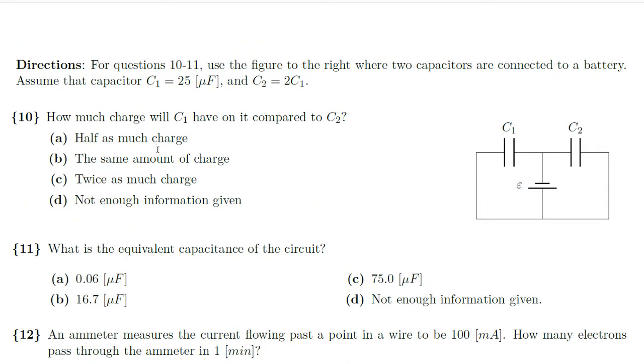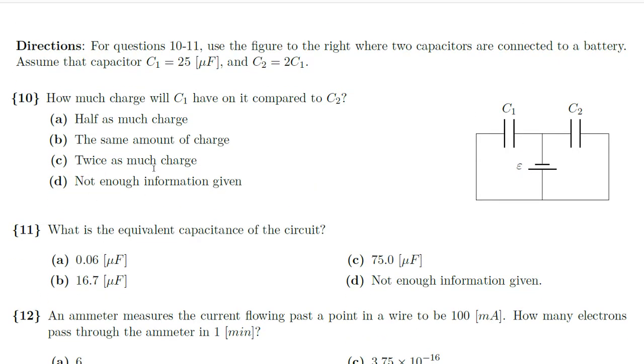Okay, so there's two questions we have here that are grouped together, 10 and 11. For 10 and 11, we're going to use this figure to the right, the circuit here with the capacitors. You have two capacitors that are connected to a battery. We are going to assume that capacitor C1 has a value of 25 microfarads and that C2 has twice the capacitance as C1. In other words, C2 has a value of 50 microfarads.